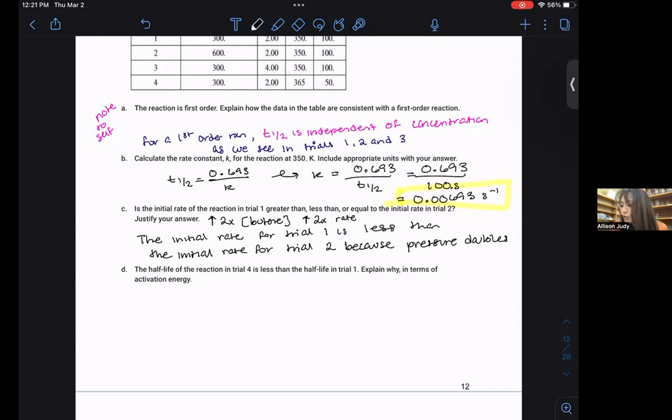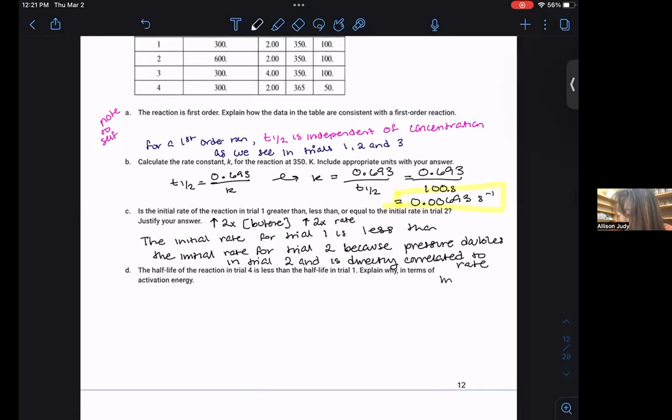Less than the initial rate for trial 2, because pressure doubles in trial 2 and is directly correlated to rate in a first order reaction. So trial 1 is less than trial 2 pressure wise, which means its rate, trial 1 rate, is going to be less than trial 2 rate, according to first order reaction principles.